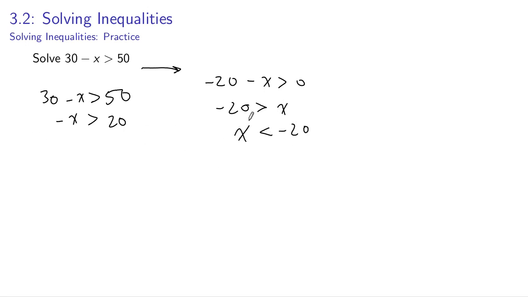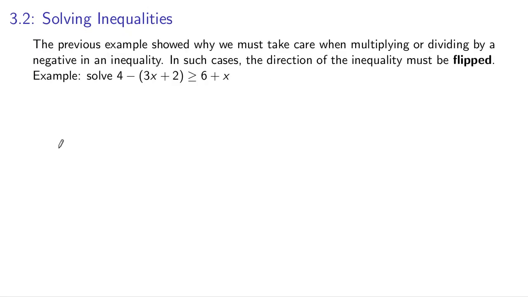And so that indicates what we need to do if we're going to multiply. If we multiply both sides of an inequality by -1, we have to flip the inequality the opposite way. So instead of it being greater than, it needs to become less than. And if it were an equal, the equal stays the same. So the answer is x is less than minus 20. So as I already mentioned, this previous example shows we must take great care when multiplying or dividing by a negative in an inequality. In such cases, the inequality must be flipped.